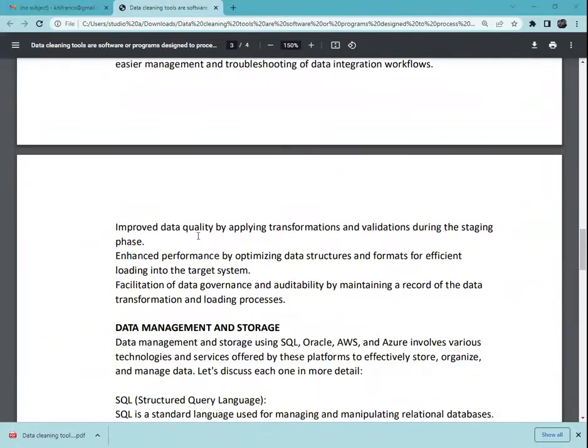Improved data quality by applying transformations and validations during the staging phase. Enhanced performance by optimizing data structures and formats for efficient loading into the target system. I would want to load this information, for example, into Arrow or into whichever system. Facilitation of data governance and auditability by maintaining a record of the data transformation and loading process. Ladies and gentlemen, we are saying that DataStage as a system has a big advantage that it is leaving behind an audit trail. That's what we call auditability.